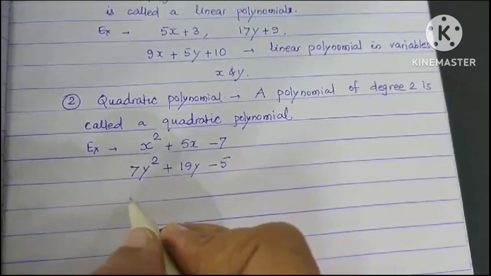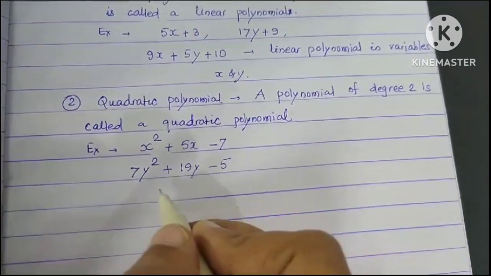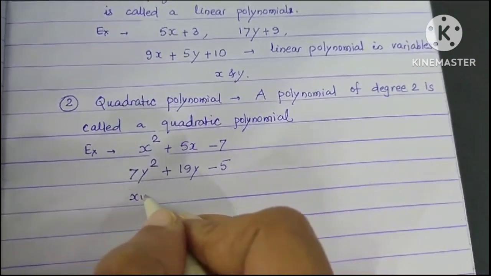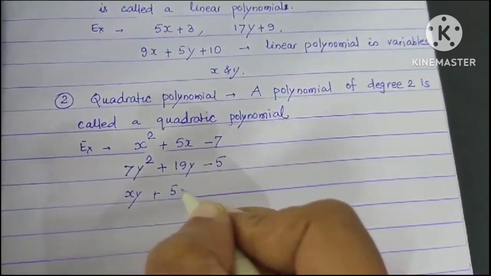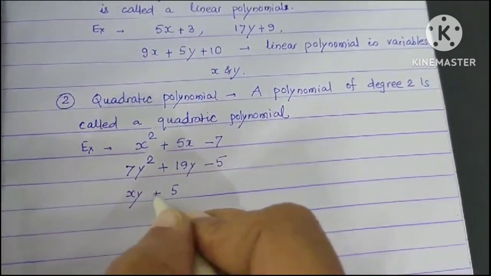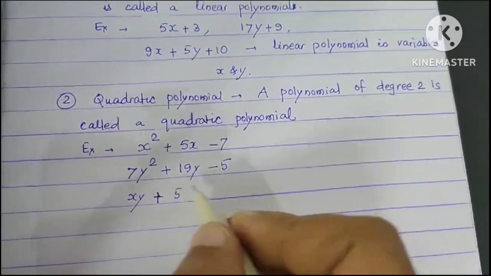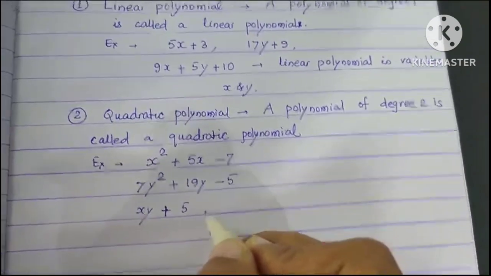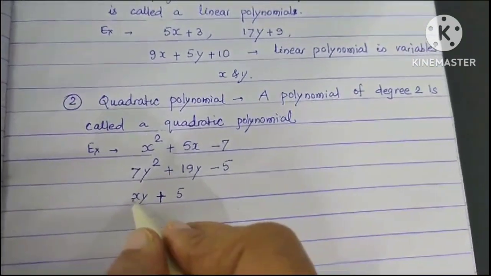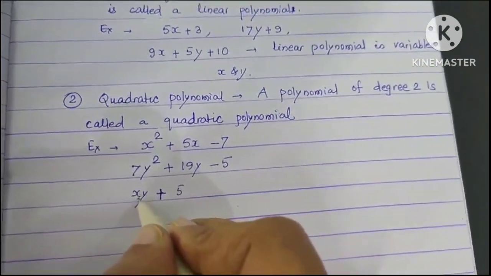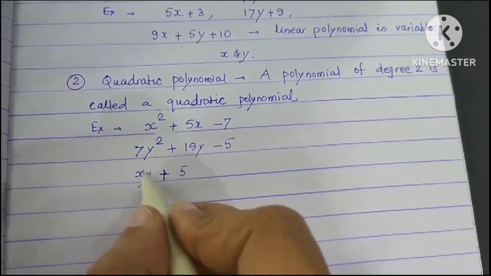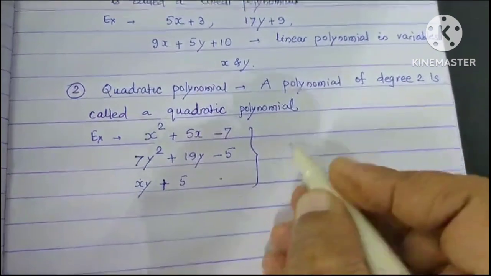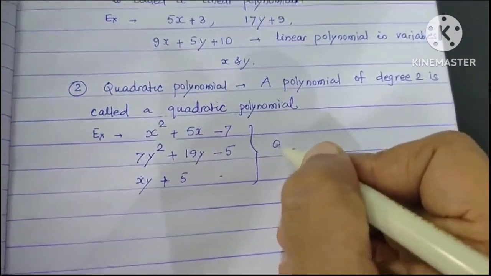You can write in more variables, like xy plus 5. This will also be a polynomial of degree 2, because the sum of the powers of the variables is 1 plus 1, which is 2. So all of these are polynomials of degree 2, that is, quadratic polynomials.